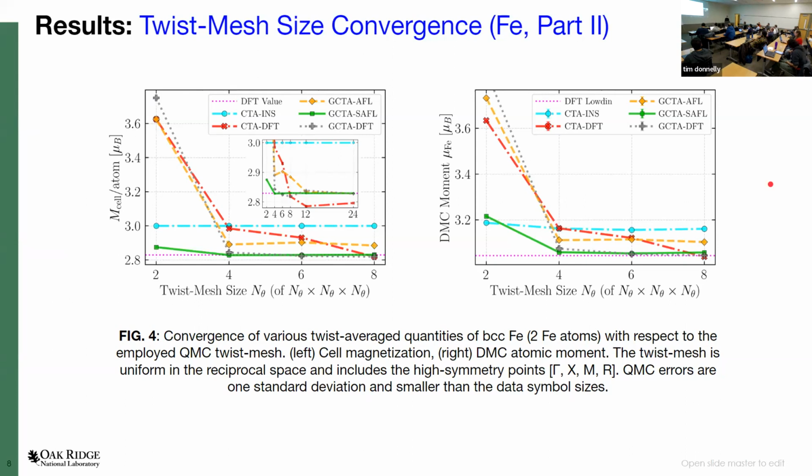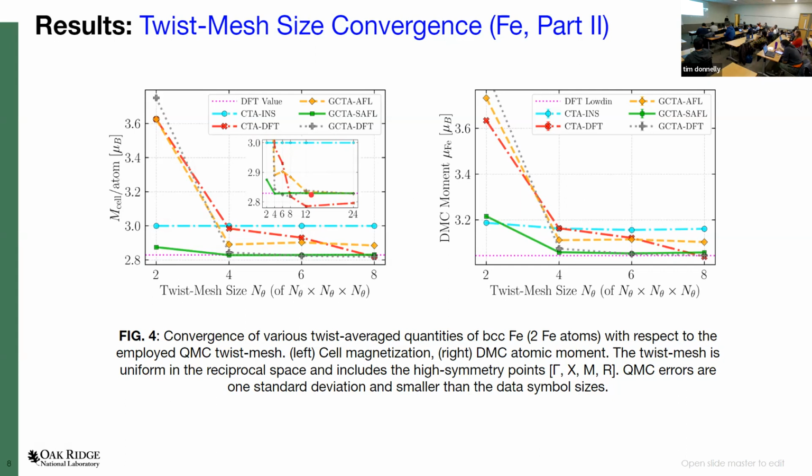Again, continuing on with the smallest BCC cell of iron, 2 atoms. But now I'm going to show what happens to the magnetization because this is a ferromagnetic system. On the left, you see the cell magnetization per atom as you increase the twist mesh size. Here, the reference value, which is obtained in DFT, is shown with this purple line. And here, you see that the new green one converges very fast, whereas for the others, you need to go to very large dense K meshes. For example, if you look at the inset, the GCTA AFL will also converge to the correct magnetization, but at very large K points.